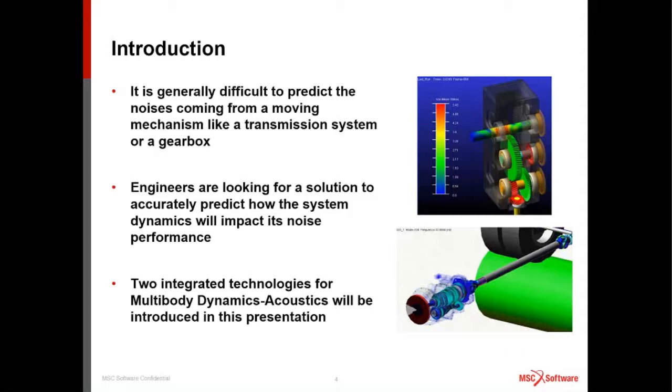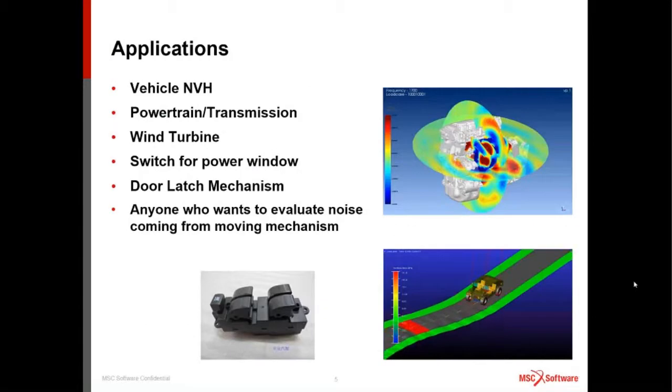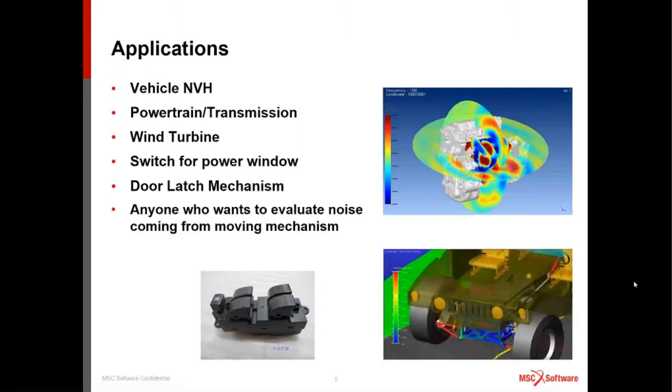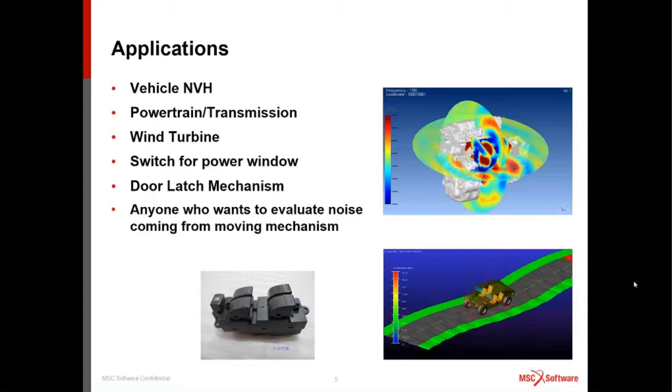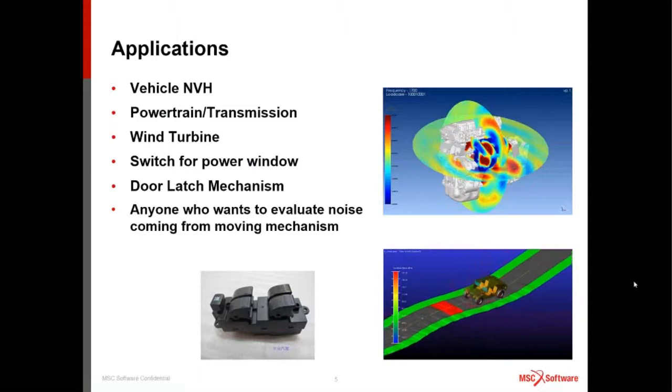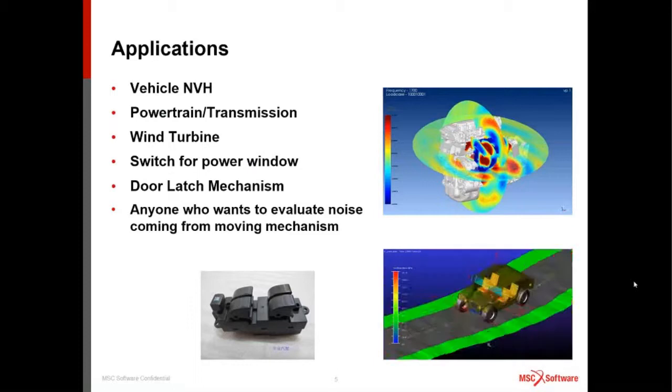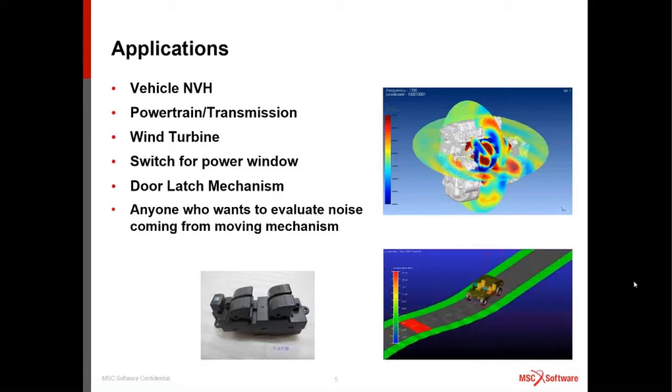So next, let's take a look at what kind of applications you can apply this technology to. Some of the very typical applications that we can think of, or through talking to customers, are things like the powertrain and the transmission, how you can predict the noise coming out from the casing. Or if you want to study the gear moan noise or the gear rattle noise, you can also do that by making the gear pair flexible, and then you will be able to predict the noise directly coming out from the gear pair.